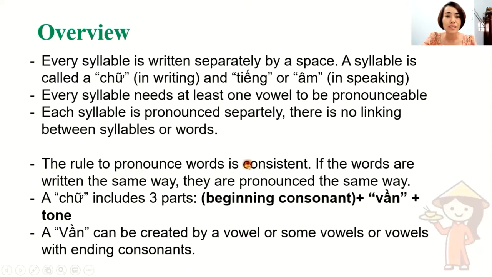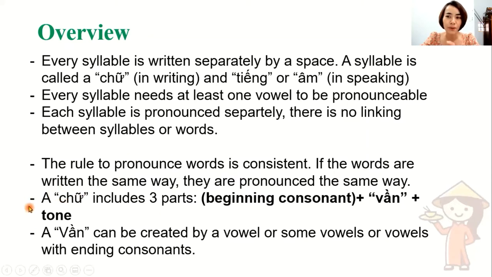Next, the rule to pronounce words is consistent. Yay! It is so hard to find or remember English pronunciation rules, because there is not actually a rule, because English has words and pronunciation rules from many languages. But Vietnamese, our writing system, was established kind of lately, in the 1900s. So we have a consistent rule of pronunciation and spelling. If words are written the same way, they are pronounced the same way. There is no such thing as "I read a book" and "I read a book yesterday." No.